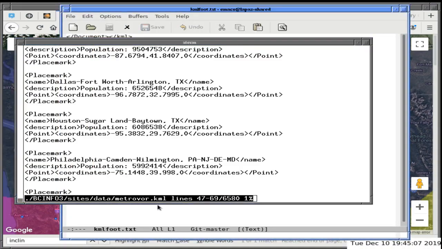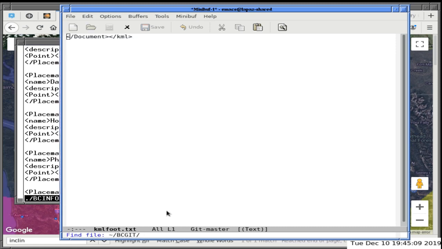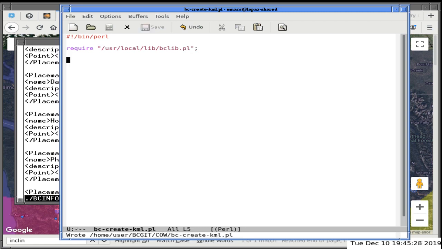So now we're going to go ahead and create KML.pl in Perl. One nice thing that I found is surprisingly helpful: these two lines are going to be in every Perl program I write. It's actually sort of nice to put them down because you're not staring at an empty screen anymore.